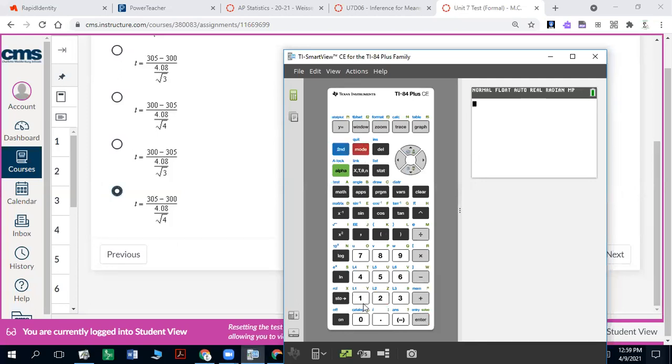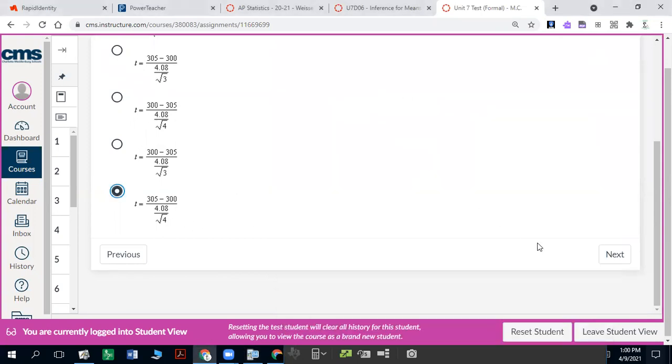All right, let's go through and actually calculate that. 305 minus 300, that's 5. And then divide that by 4.08 divided by the square root of 4. There's your 2.45 right there. That's your t. So there's your information right there.